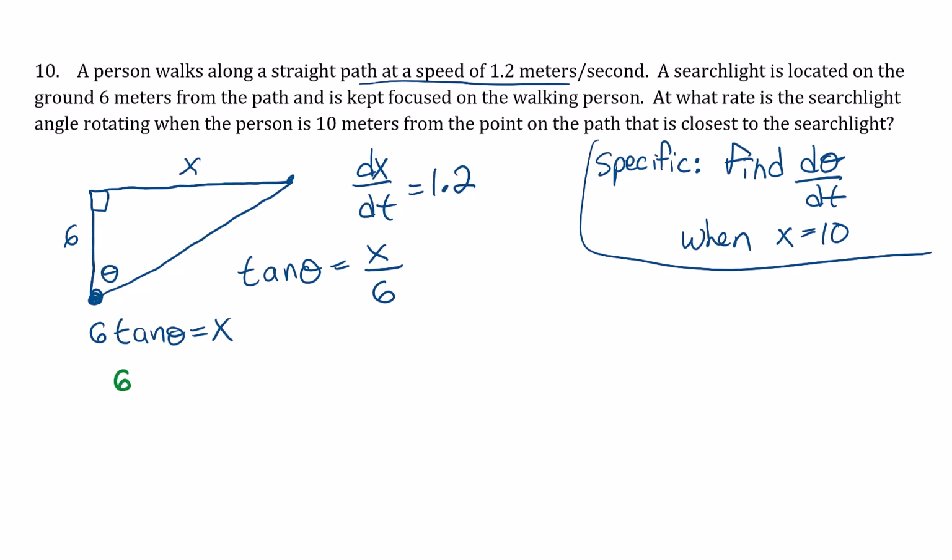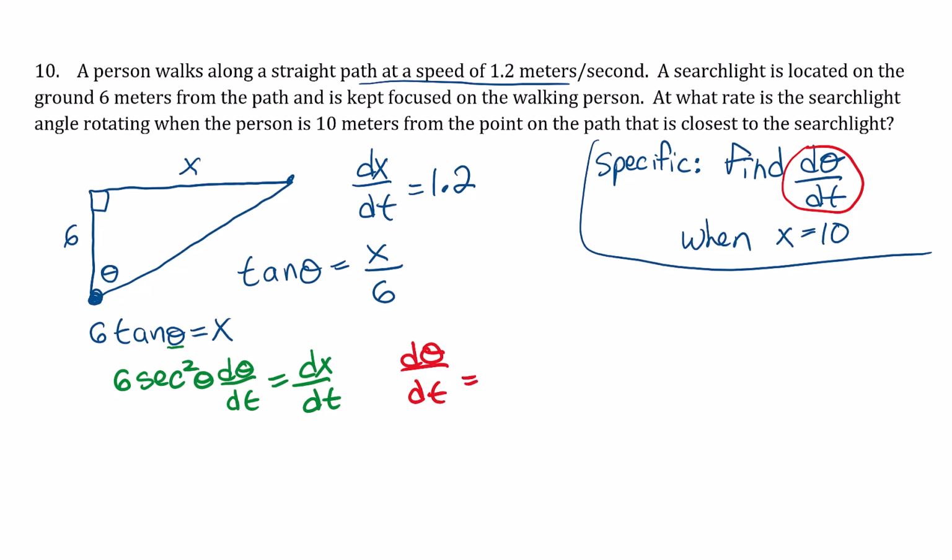The left-hand side will become 6 sec² θ, but theta is a function of t, so we have to multiply by the derivative dθ/dt. And then x, the derivative is 1, but x is also a function of time, or t, so dx/dt. This is our related rates equation. Since we are supposed to find dθ/dt, let's solve this for dθ/dt. So dθ/dt will equal dx/dt over 6 sec² θ.